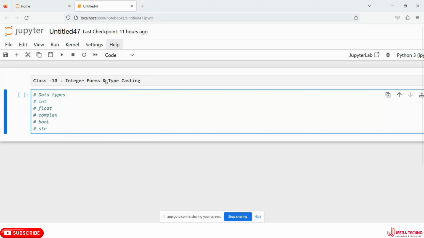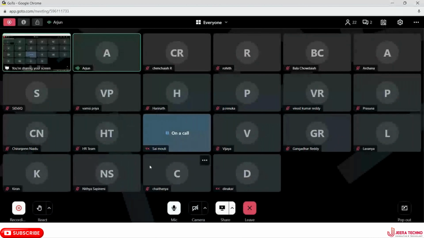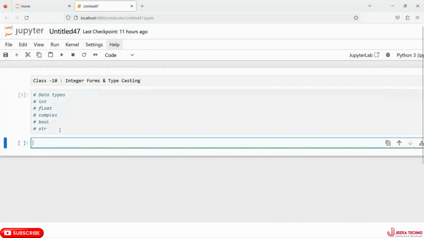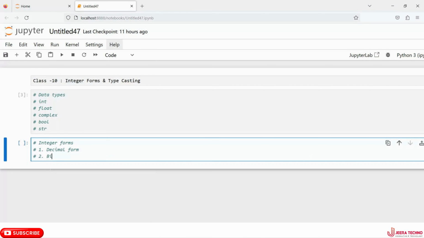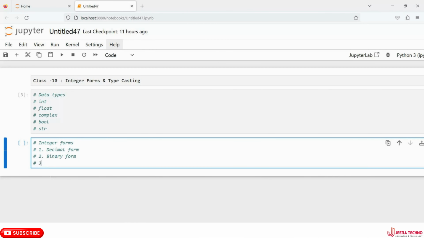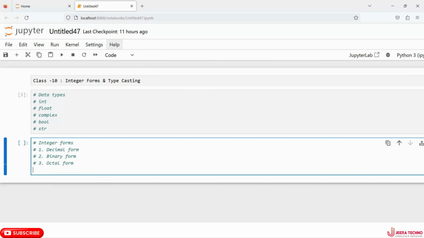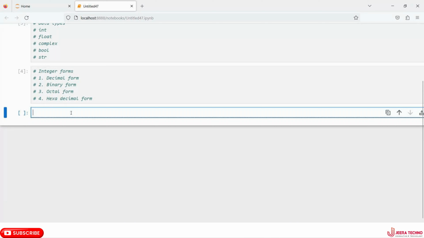Are you clear? Now only one data type, that is integer, will have different forms. So what do you mean by different forms here? Just understand integer forms. We have different types of forms like decimal form, binary form, that is byte language, octal form, and finally hexadecimal form. So what do you mean by decimal, binary, octal, and hexadecimal form? One by one we'll discuss, guys.